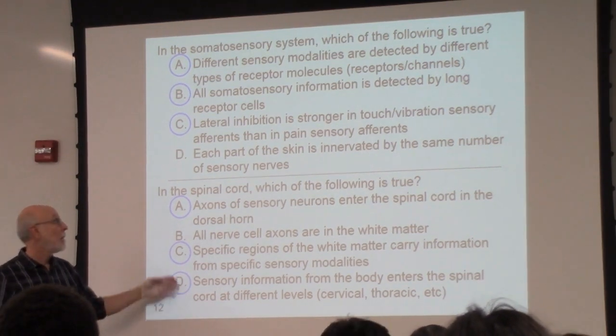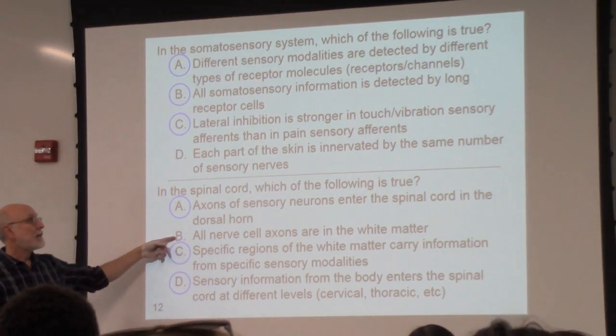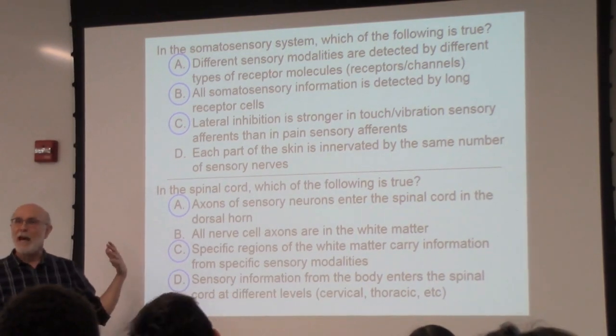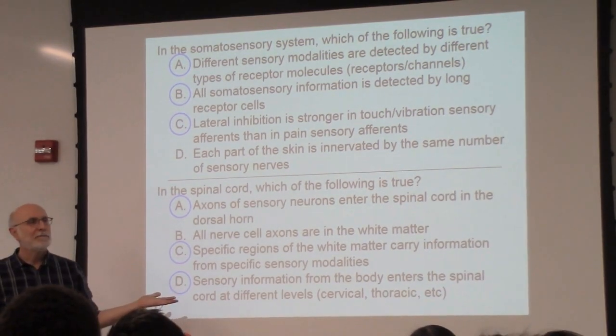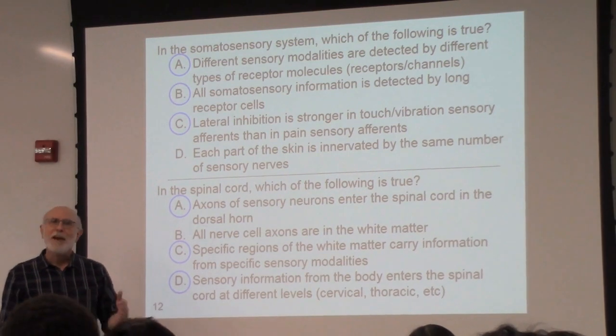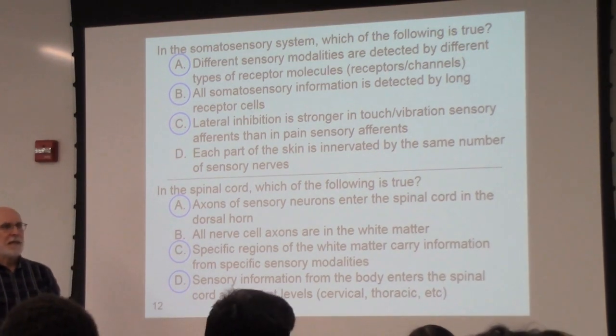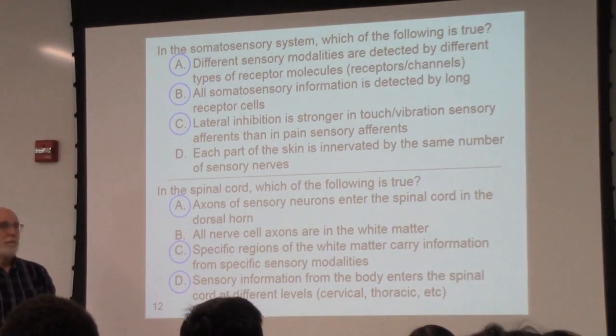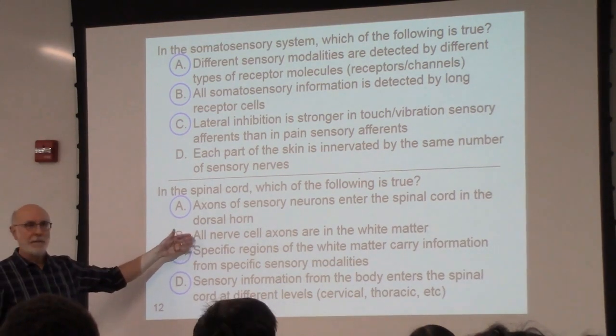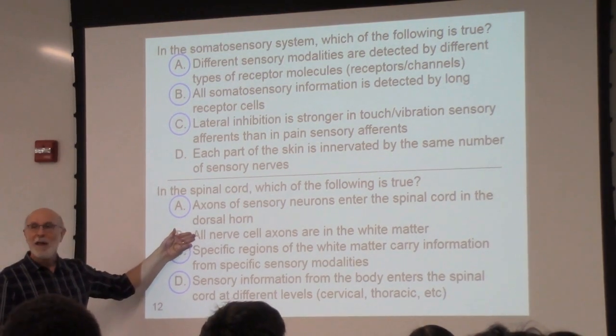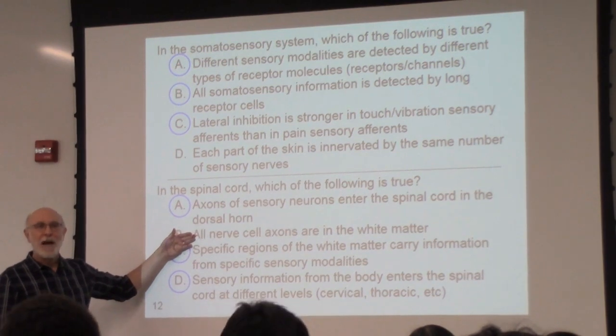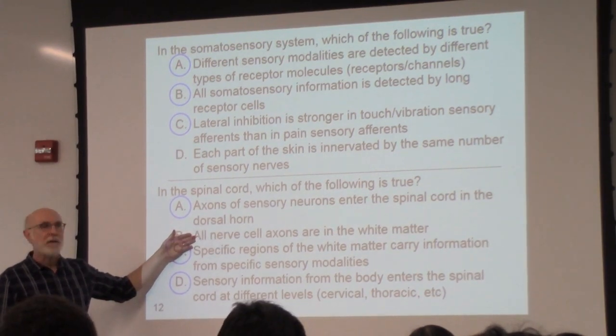That's a true statement. All nerve cell axons are in white matter? No, because some of those axons are crossing over in the gray matter. Gray matter is mostly dendrites and cell bodies, but big red flags should go up whenever you see "all." Some of that gray matter is axons that are crossing over.